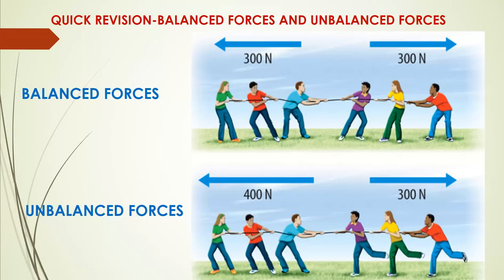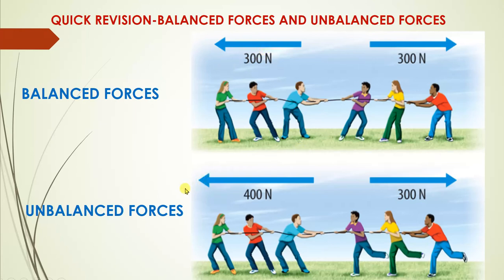Quick revision of balanced and unbalanced forces. Now here, in the first diagram, you can see in the tug of war, equal and opposite forces are being applied. That means this is the balanced force. Here on the left side, they are applying 300 Newton force. And on the right side, they are applying 300 Newton force. The forces are equal and acting in opposite directions. So, they are representing balanced force. The net force will be 0.